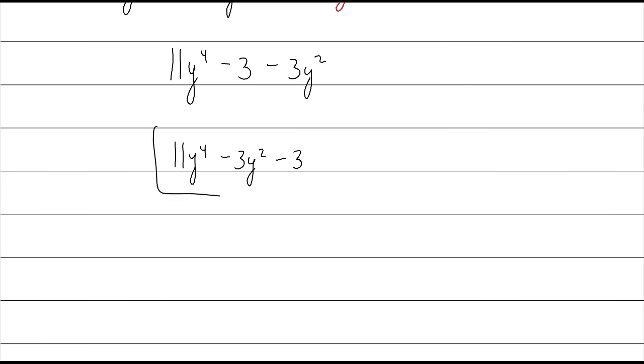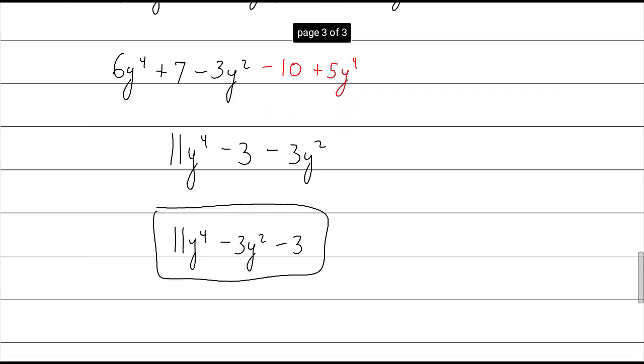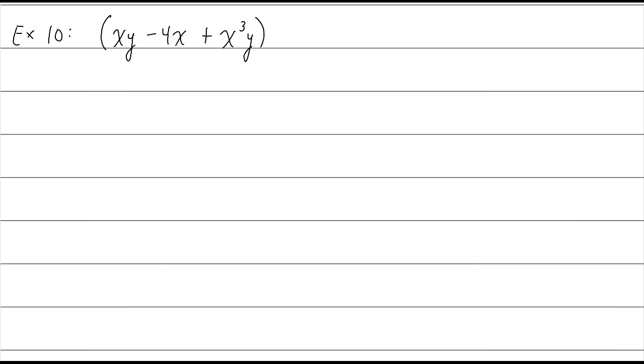All right, that would be example 9. Now let's go on to my final example, example 10. So xy minus 4x plus x cubed y plus 9x minus xy cubed minus xy.